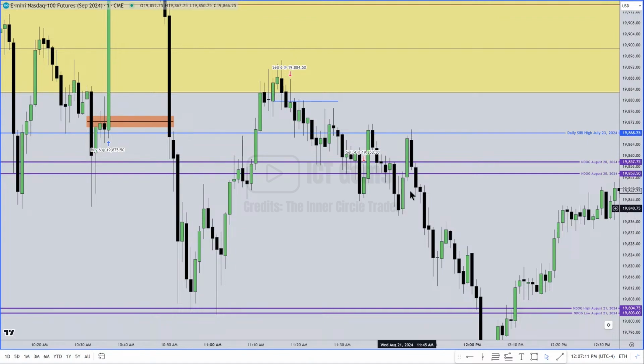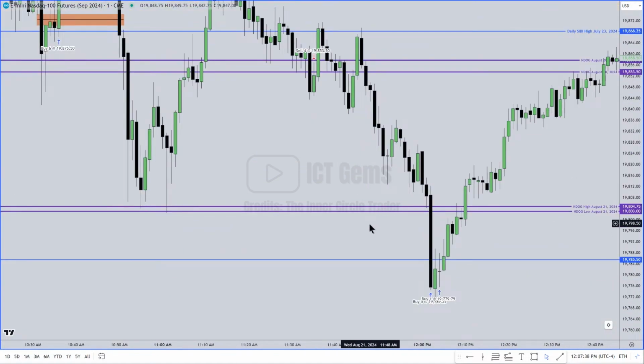Market breaks lower, comes one more time. What is it hitting here? That's the daily SIBI high. Hits it here, here. What's this? Rejection block. There. Sells off. What's below here? Sell side. What's these levels here? New day opening gap.